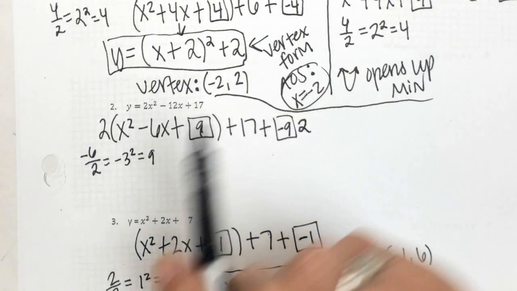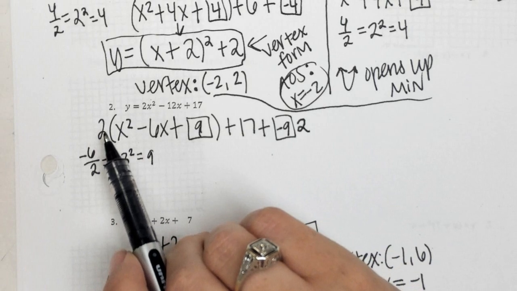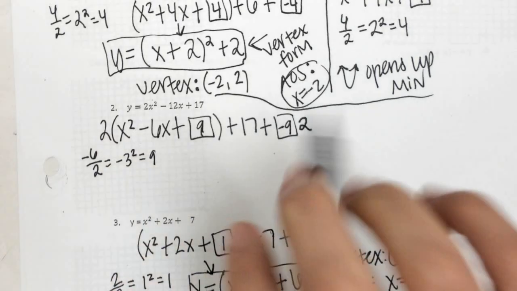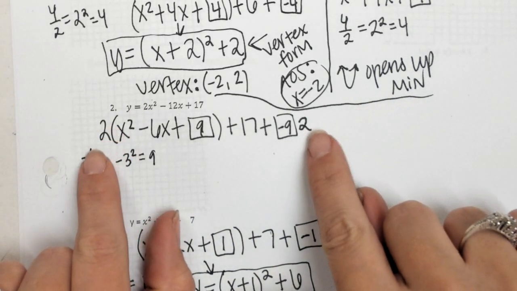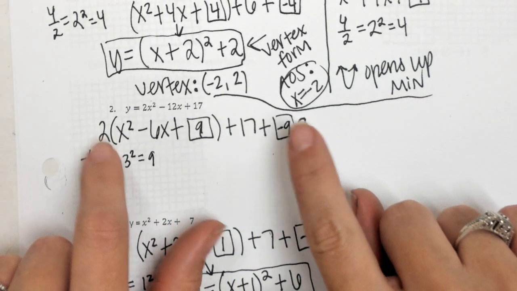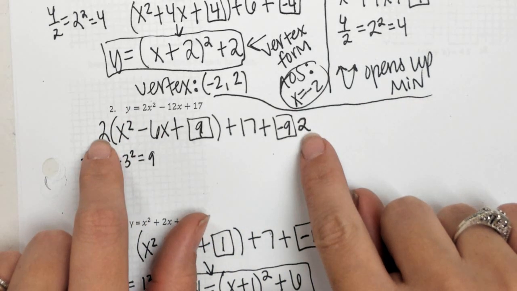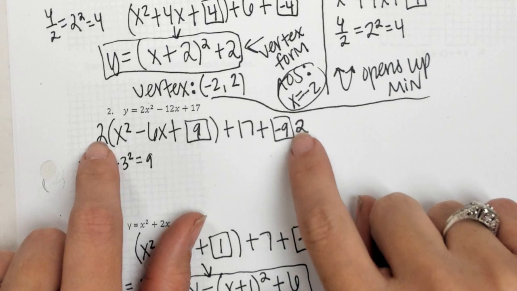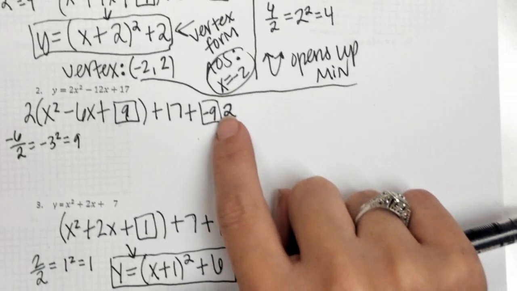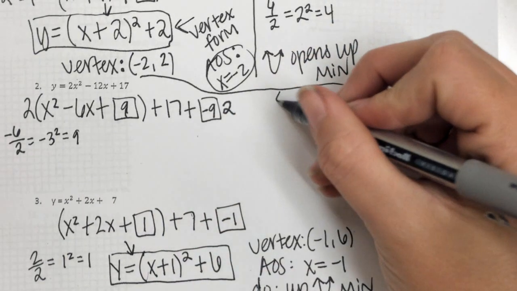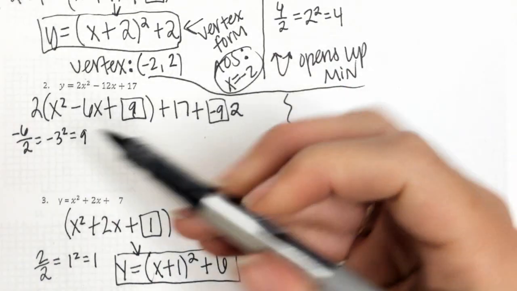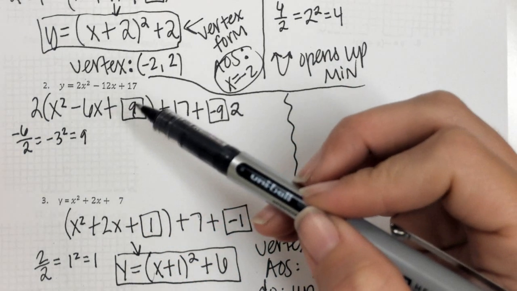Now where did that come from? Right here. This is my a. So think of your a as like a sandwich, like bread. You have to have bread on both sides. And let me show you why we have to have this 2 right here. You don't need to copy this part down unless you want to. This is just me showing you why this equation is the same as this one.